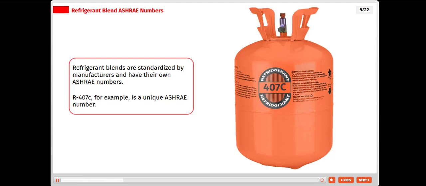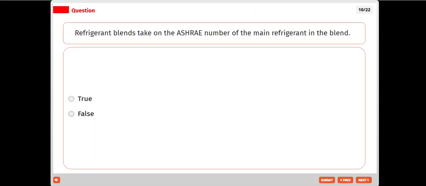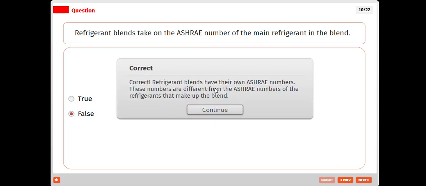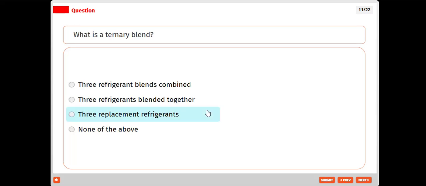Refrigerant blends are standardized by manufacturers and have their own ASHRAE numbers. R407C, for example, has a unique ASHRAE number. Question: refrigerant blends take on the ASHRAE number of the main refrigerant in the blend. True or false? False. Refrigerant blends have their own ASHRAE number. These numbers are different from the ASHRAE numbers of the refrigerants that make up the blend. Totally different.